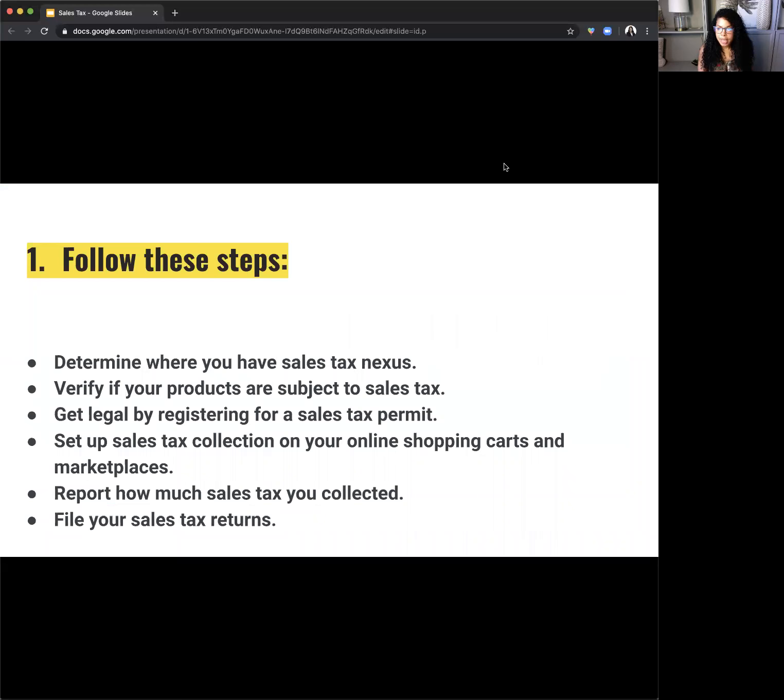So these are the following steps. You want to determine where you have a sales nexus. I've already gone over that. I want you to tell me where you're located, so that lets me know that you've thought about it. Second, you have to verify if your products are subject to sales tax. Now, this is where it gets a little bit tricky. If you are selling a product, so with hairstylists, a lot of times you get discounts on certain shampoos or products, and you sell that to us at a markup. If you're selling us a product, that means that you should be charging us sales tax.